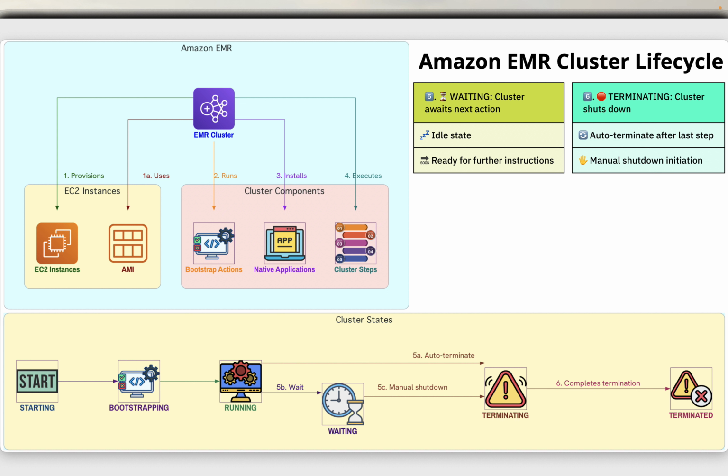And the next phase is terminating. So the cluster shuts down. The cluster enters the terminating state in two scenarios. First, if the cluster is configured to auto terminate after the last step is complete. Or second, if you manually initiate the shutdown process for a cluster that was configured to wait. During this phase, Amazon EMR begins the process of shutting down the cluster and its resources.